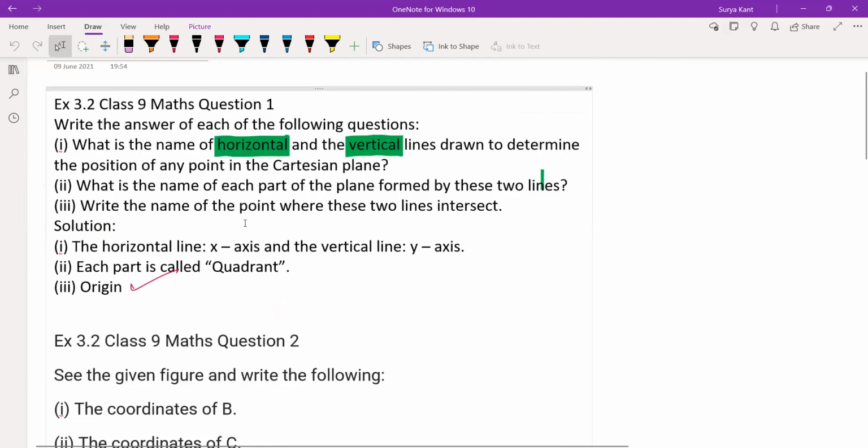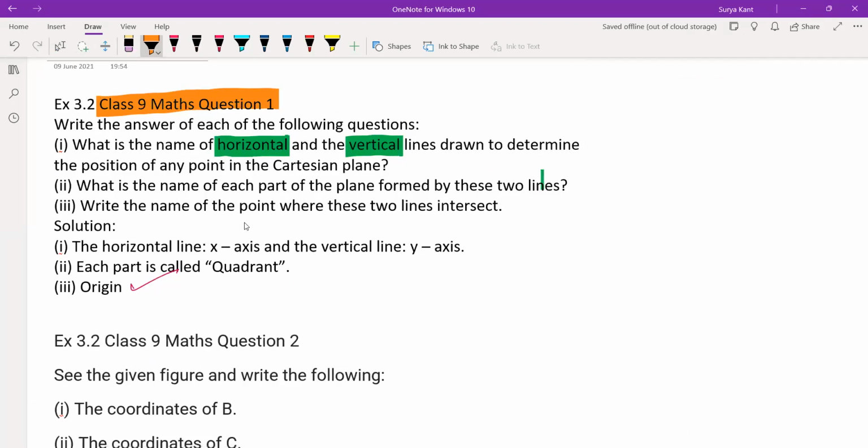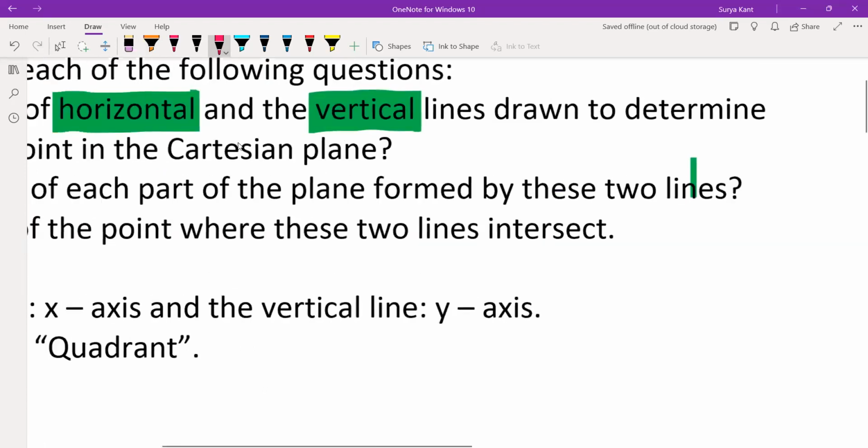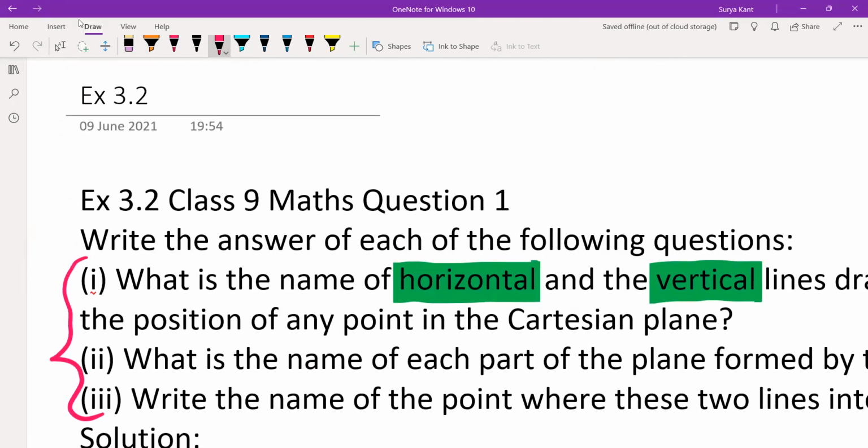See now this question number 1, all of you see question number 1. Write the answer to each of the following questions. What is the name of the horizontal and vertical line? All of you do first, second, third. Don't see the answers. Okay.